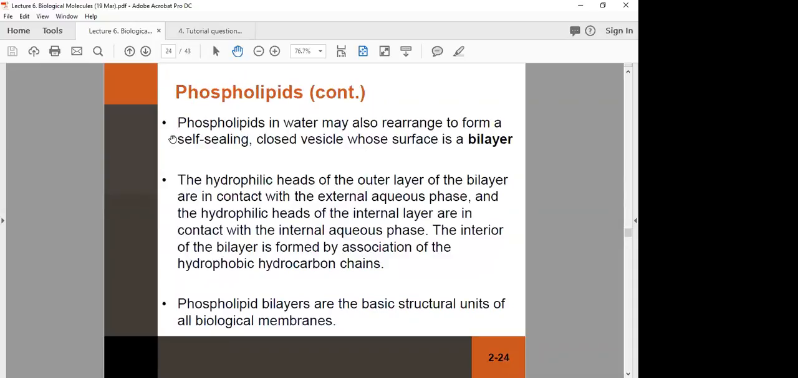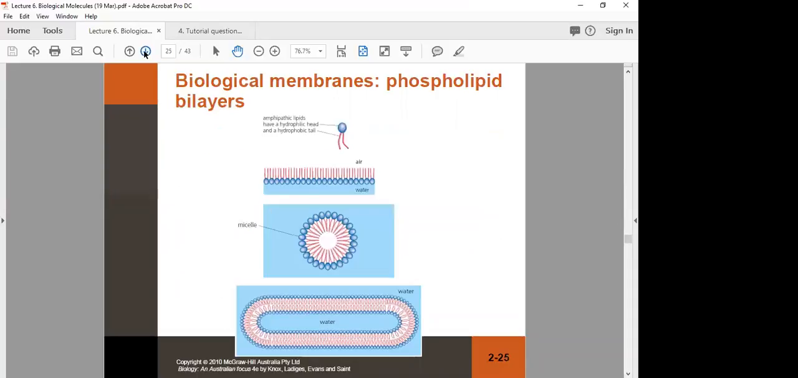So phospholipids in water can rearrange themselves to form a self-sealing closed vesicle whose surface is a bilayer. The hydrophilic heads of the outer layer of the bilayer are in contact with the external aqueous phase, so the water or solution outside the cell, and the hydrophilic heads of the internal layer of the lipid bilayer contact the water to the inside of the cell, so the internal aqueous phase. Then the interior of that lipid bilayer is formed by association of those hydrophobic tails of the phospholipids. Phospholipid bilayers are the basic structural units of all biological membranes. So you can appreciate the importance of those.